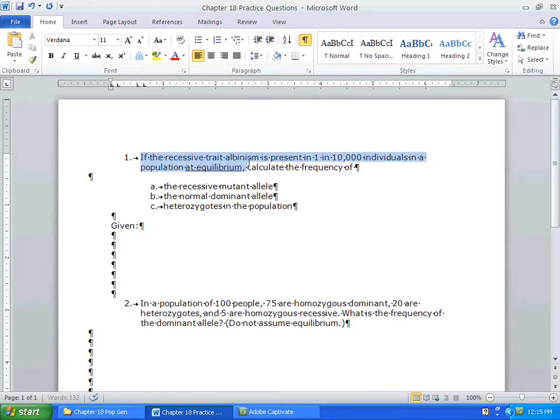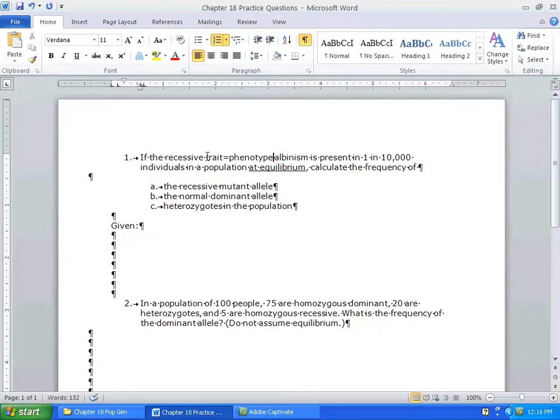So it says if the recessive trait albinism is present in 1 out of 10,000 individuals in a population at equilibrium, stop. You want to figure out what is being told to you there in Hardy-Weinberg or math language. First of all, the recessive trait albinism is present in 1 in 10,000 individuals. A trait is not an allele. A trait is a phenotype. So trait equals phenotype. Okay? A trait is something you can see, something observable.